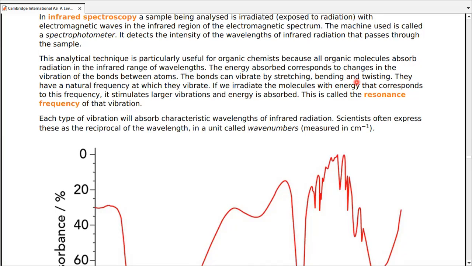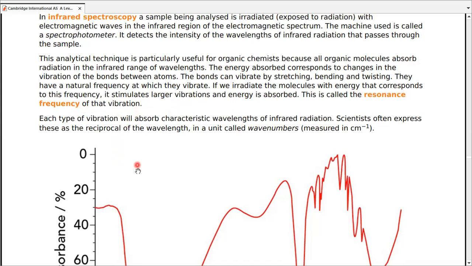That's why some of those kinds are good for us. Some can take images of our body, for example, X-rays, and some can affect the human body. So here we're talking about IR, and it clearly gives you the idea that the bonds do vibrate differently. They may stretch, they may bend, they may twist, and this happens when the natural frequency at which they vibrate and the frequency that we are irradiating at them becomes equal. If that frequency is equal, it stimulates larger vibrations and energy is absorbed. This is known as the resonance frequency of that vibration.